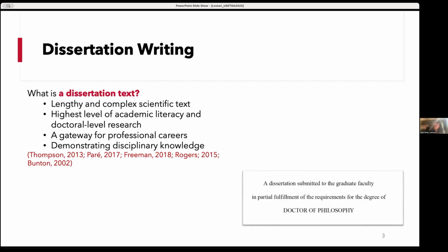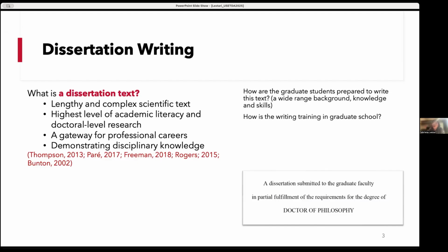So given this idea about dissertation writing, we know that this academic writing is definitely a high stakes one. But knowing this high stakes dissertation writing, this also leaves me with some more questions. So how are the graduate students prepared to write these texts? Well, we come with a wide range background, disciplinary knowledge, writing skills, but at the end, we need to compose this highly academic literacy genre. So then, what does the training look like in graduate school? Are there any specific courses dedicated to dissertation writing, or are there any other supports that the graduate students receive?